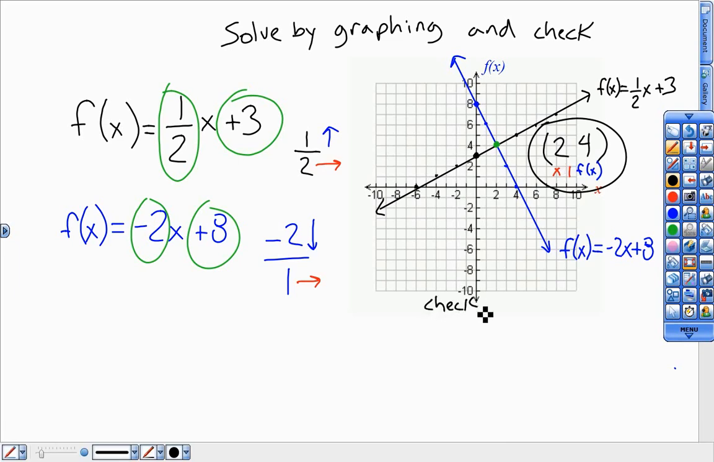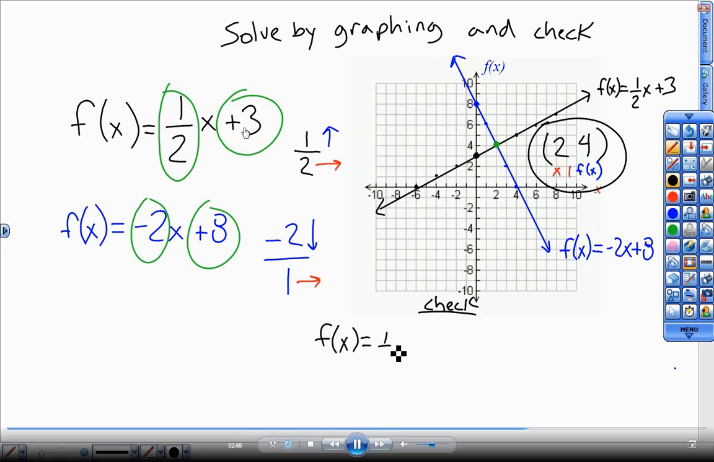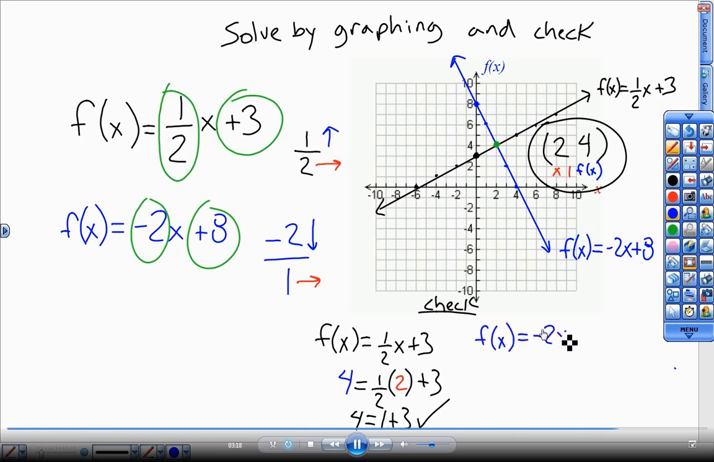Black. Now I want you to check it, which means taking those equations, and for each one I'm going to plug in 2 for x and 4 for f of x. So for this one, plugging in 4 for f of x, because that's the number for f of x, equal to 1/2 times x, which for this problem is 2, plus 3. I know fractions are difficult, but 1/2 of 2 is just 1, so that ends up being 1 plus 3, and that is a true statement. 4 equals 4.